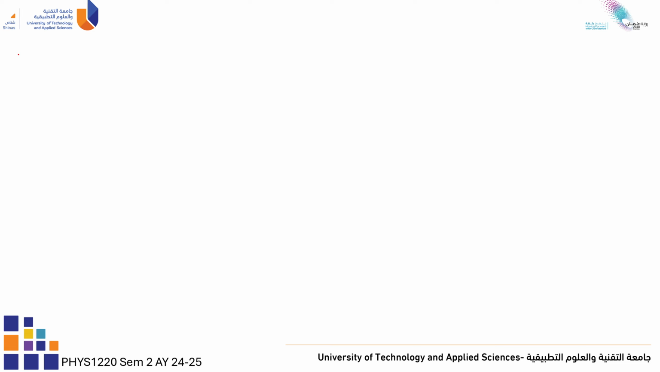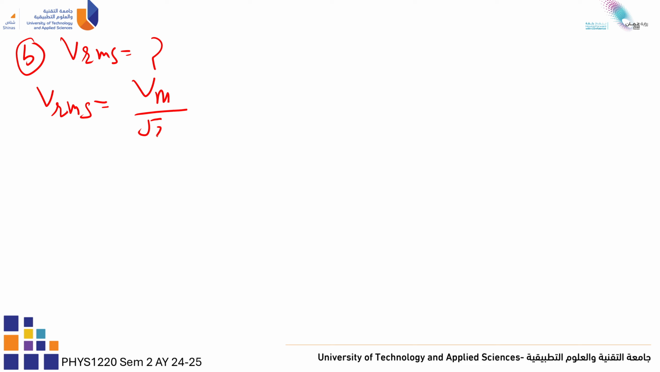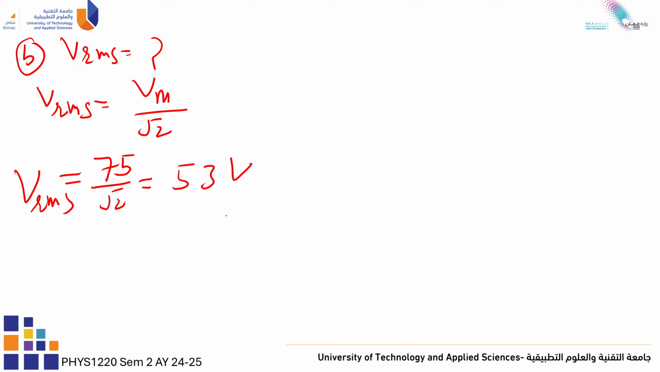Here is the solution of part B. Now they're asking what is the value of the VRMS. First you have to write the formula for the VRMS, which is the maximum divided by root 2. The maximum value is 75 and it is divided by root 2. So this will give you the approximate value, 53 volt. So this is the answer for the VRMS.